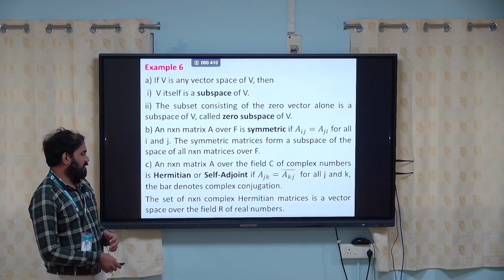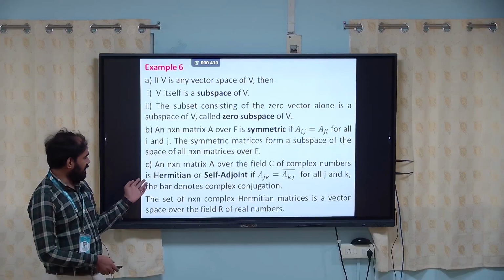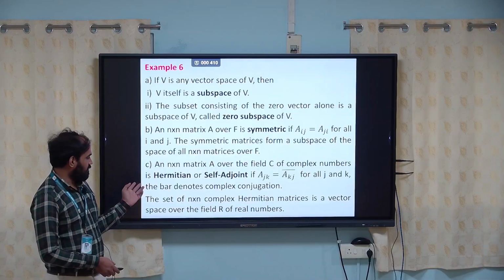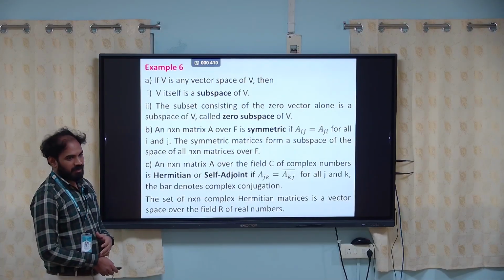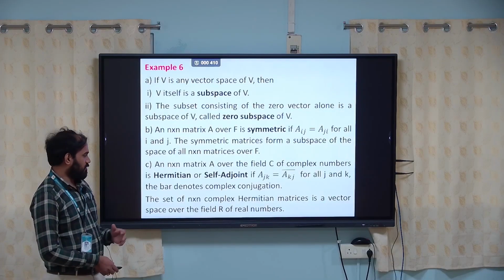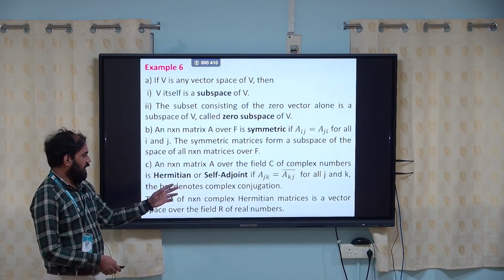Okay, then next, similarly, in the next example I am going to collect the set of all n cross n matrices over the field C of complex numbers. Here the n cross n matrix is Hermitian. Hermitian means A equals A conjugate transpose.